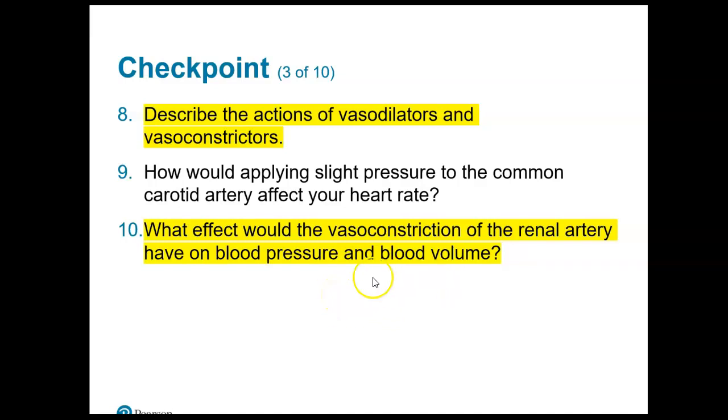Well, so you could say that it would lower blood pressure, but that's really not what happens, because what the kidney will do is then turn around and activate the renin-angiotensin system, and we already know what happens there is that's going to have lots of different ways of raising blood volume and blood pressure. So ultimately, it's going to end up raising blood pressure and blood volume.